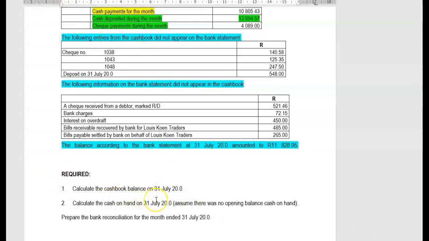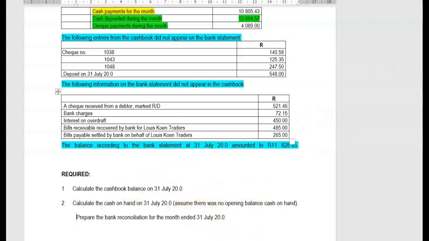Number one, they want you to calculate the cash on hand, number two, they want you to calculate the cash book balance, and number three, prepare the bank reconciliation for the month of July.